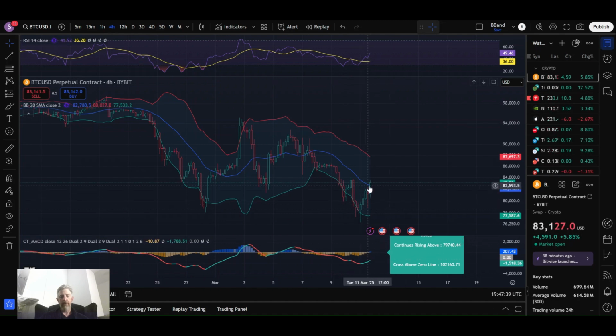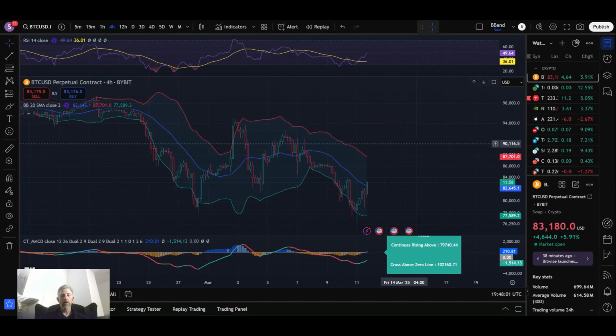However, very nice bounce coming on this 4 hour time frame following just one run of bullish divergence, comparing this low with this lower low, but on the RSI, this low with this higher low. So regular bullish divergence on the 4 hour time chart. That's also likely playing out on the daily as well. Now, what does that mean? Well, not a great deal.